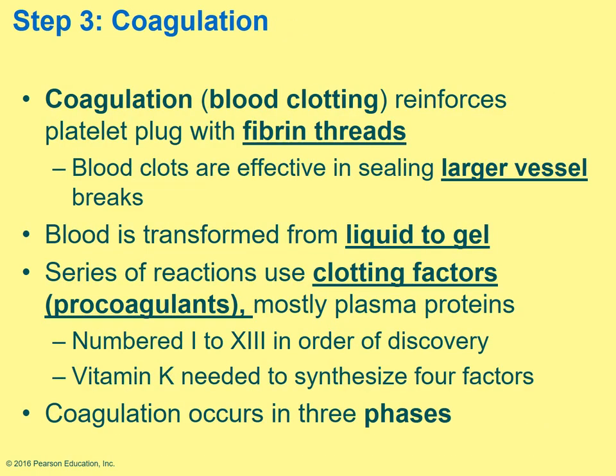Step 3 deals with coagulation or blood clotting. This is going to help to reinforce that platelet plug by adding fibrin threads. This will be effective or more effective with larger blood vessels that have a break or tear in them. The blood in this area is going to be transformed from liquid to gel. There's a series of reactions, and these reactions use clotting factors, which are mostly proteins in the plasma, so they're plasma proteins. They're numbered from 1 to 13, and the way they're numbered, it's not in the order of use, but in the order of discovery.